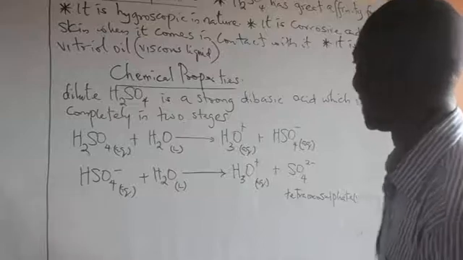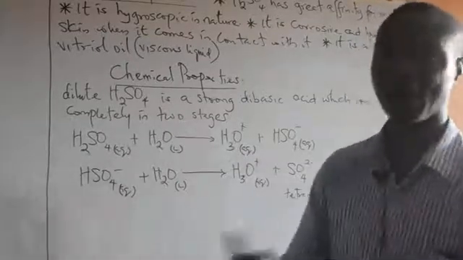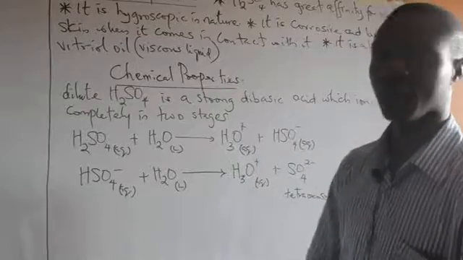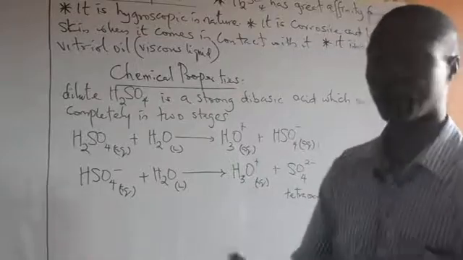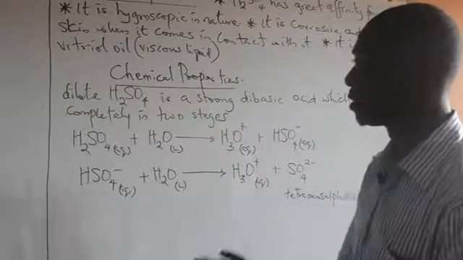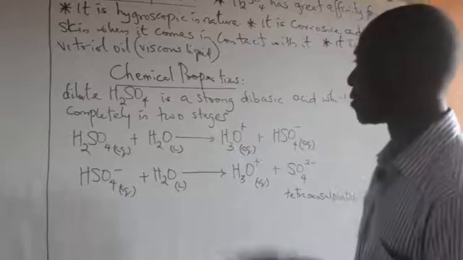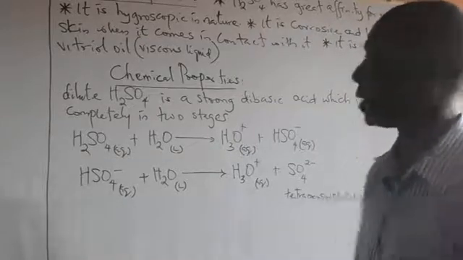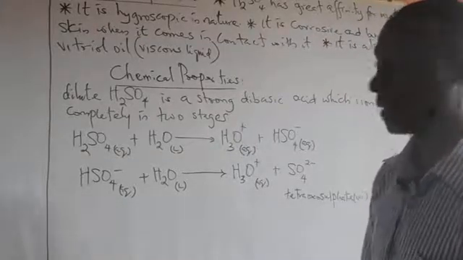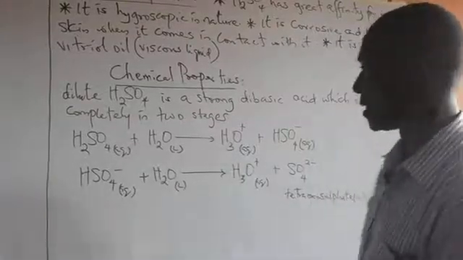And again, it ionizes completely. Yes, that is what strong acids do. They ionize completely. Your trioxonitrate 5 acid, your tetraoxosulphate acid, even your hydrochloric acid. Those are the three major strong acids that we have. They ionize completely in water. That is why we call them strong acids. Hope you are getting me? So it has two stages of ionization. These are the two stages.